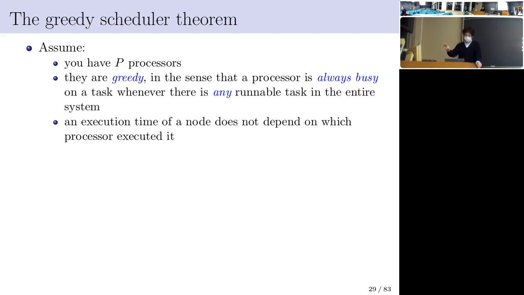So all the processors take exactly the same amount of time, no matter which tasks are executed by which particular processor. Now, I'm not saying this is practically true, but this is the technical assumption that is made when we discuss this very elegant greedy scheduler theorem. Okay, so here are the assumptions.